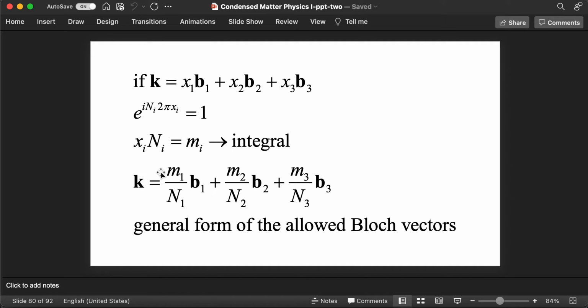So this is the general form of the allowed Bloch vectors in the solid. So please recognize we are still dealing with plane waves, and these plane waves are placed on top of a periodic potential, and then if you do that, the form of the wave vector would be this. That's what we have just shown.